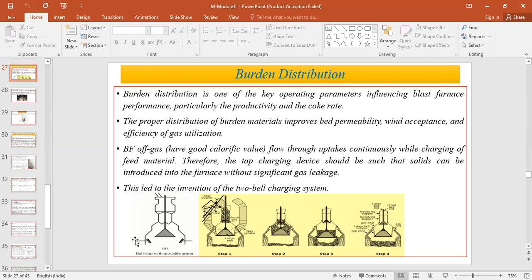So whenever you want to distribute the raw material to fall in the center of the blast furnace, then you push the armor plate a little inside so that the raw material will fall onto the armor plate and it will settle down at the center. If you want to allow this raw material to fall at the periphery, then you pull back this armor plate so that the raw material will fall at the periphery. So this is how we can allow the burden or the raw material to fall into the blast furnace at different locations.